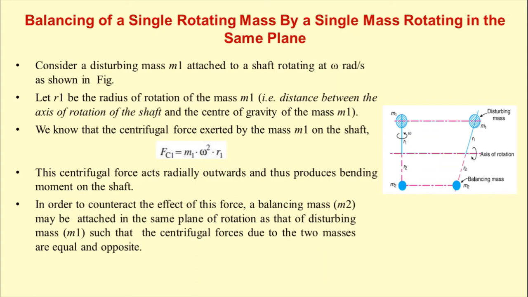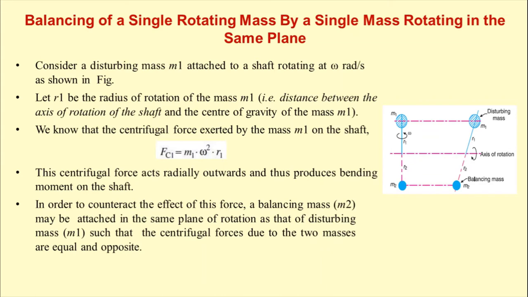Here consider a disturbing mass m1 which is attached on a shaft rotating at omega radian per second, as shown in the figure. Now let r1 be the radius of rotation of the mass m1, that is the distance between the axis of rotation of the shaft and the center of gravity of the mass m1. We know that the centrifugal force exerted by the mass m1 on the shaft, Fc1, is m1 omega square r1. This centrifugal force acts radially outwards and thus definitely produces a bending moment on the shaft.